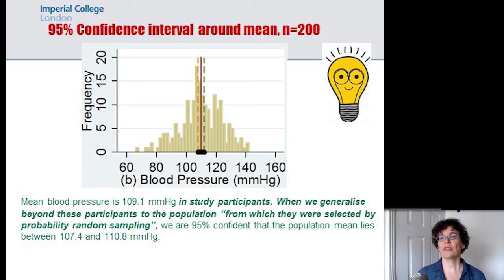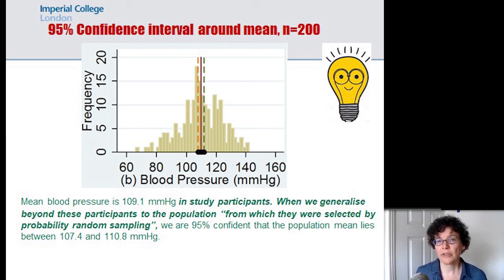The interpretation of a confidence interval, I like to start with a clear statement of what is true in study participants. So their mean blood pressure is 109 by calculation. And I do feel it helps people to understand confidence intervals by giving such a clear starting point. Then I talk about generalising beyond these participants to the population from which they're selected by probability random sampling. This population is a bit of an abstract concept, and therefore I think it's worth repeating this interpretation over and over. And so when I teach statistics, I like to include this interpretation over and again in the teaching material.